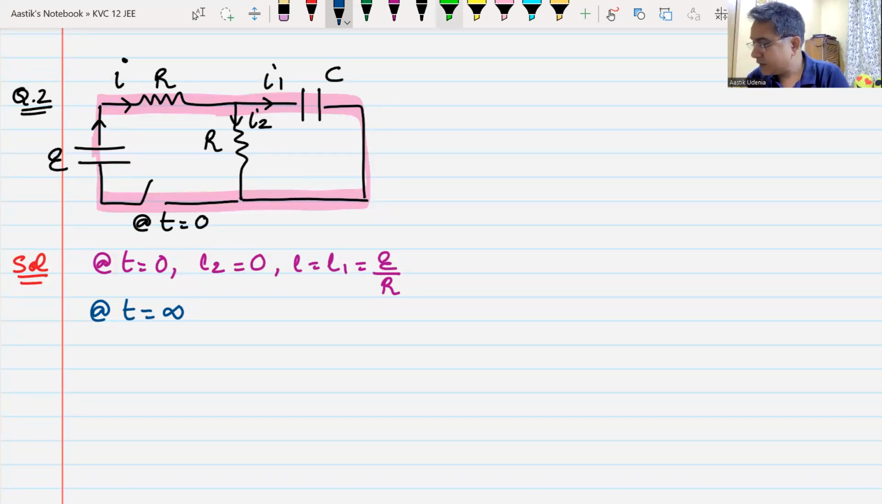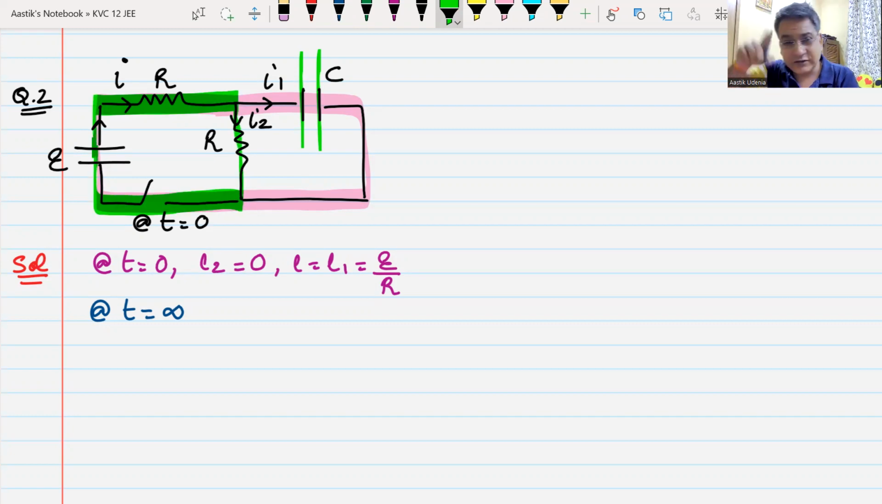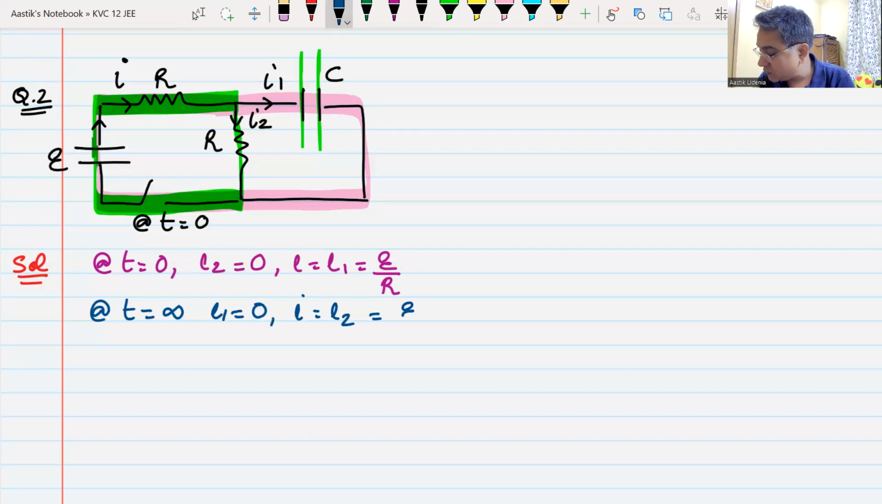Well done. At infinite time, this capacitor will block. It will become an open circuit. Current cannot flow in that branch, but current can flow through the other path. It can only flow like this. So at time t equal to infinity, your I1 becomes equal to 0, your I becomes equal to I2, and that becomes equal to E by 2R.